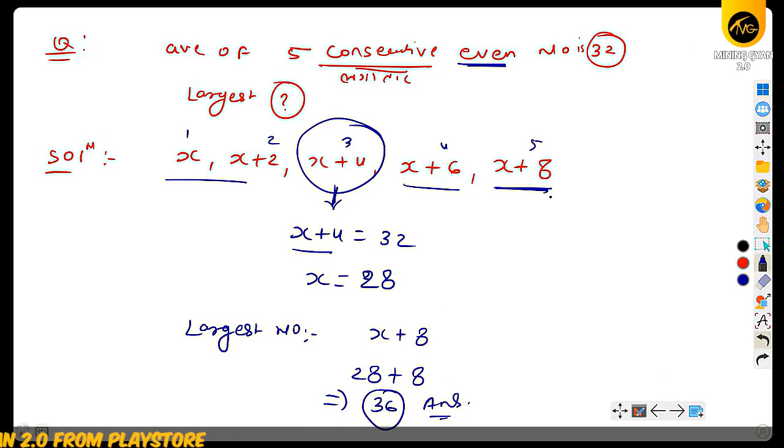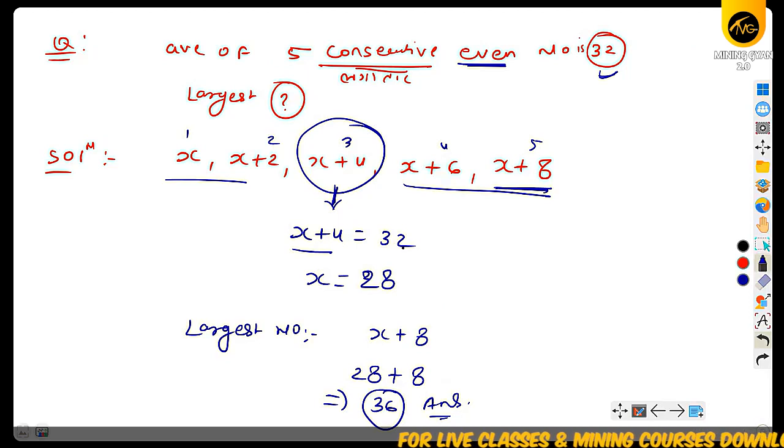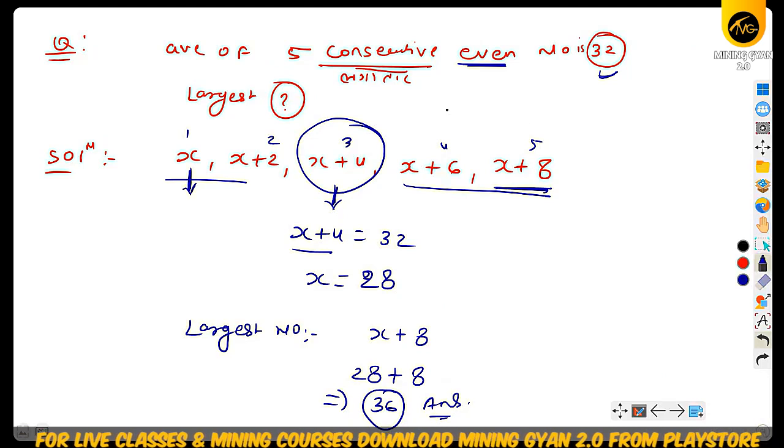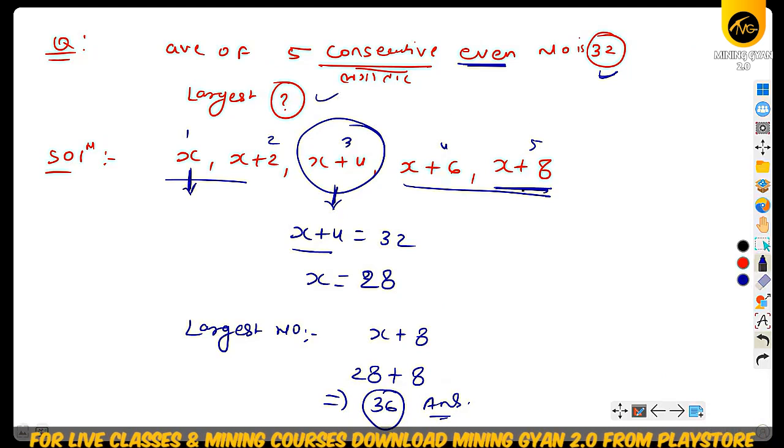यहाँ पे 2 है, यहाँ पे 2 है, so mid number x plus 2, x plus 4. और एवरेज क्या दिया हुआ है? So average is 32, that's why x plus 4 is equal to 32. Just इसको ट्रांसफर करना है, 32 minus 4, that will be 28, which is the value of x. So this is the smallest number. We have to find out the largest number, so that's why we have to find x plus 8, 28 plus 8, that means 36.